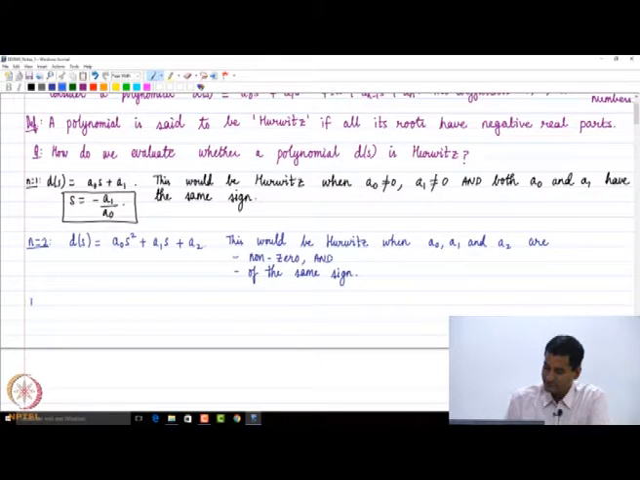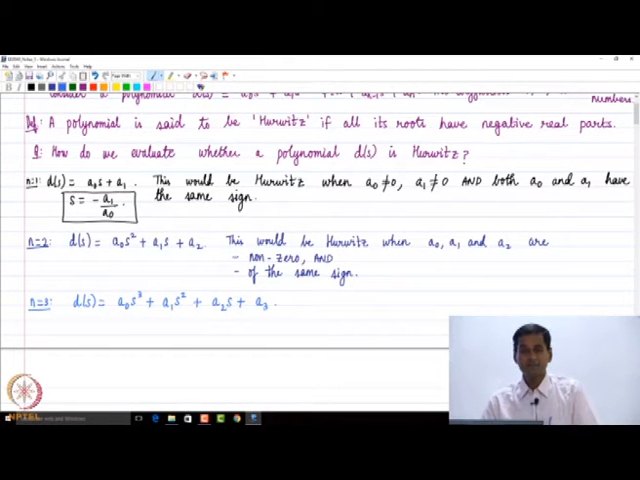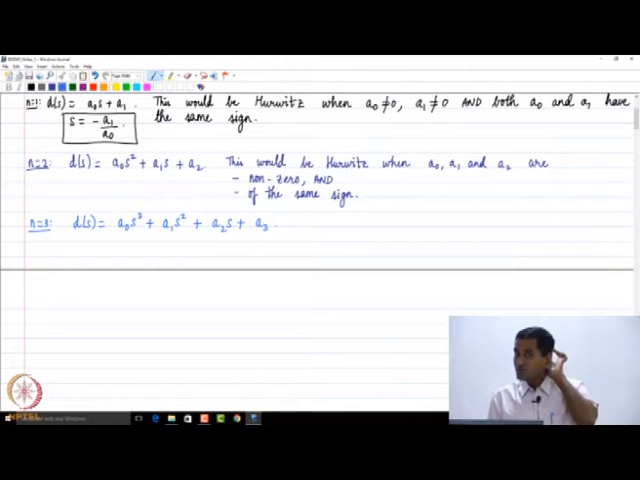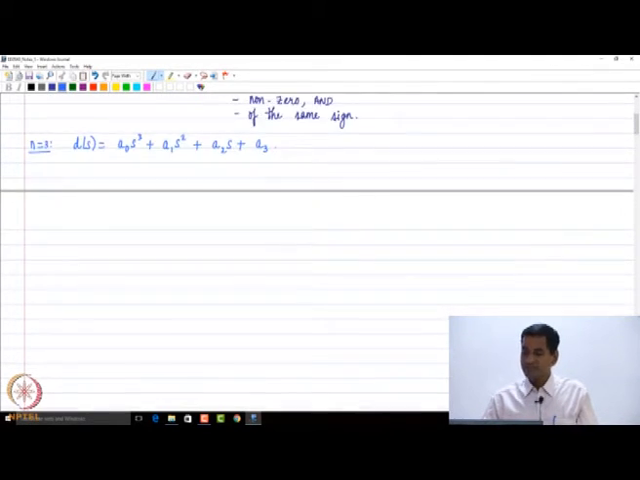That's what we are going to do. So now let's go to n equals 3. Now the polynomial becomes a naught s cube plus a1 s squared plus a2 s plus a3, okay. So now there are 4 coefficients. Please remember, the way we have written it, for an nth order polynomial we are going to have n plus 1 coefficients, okay.